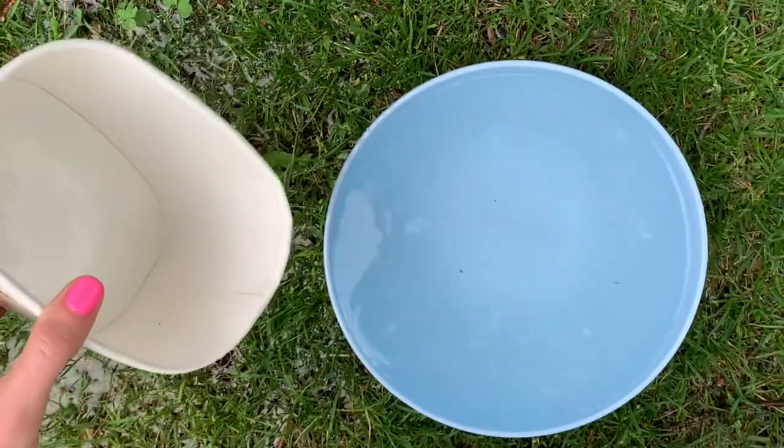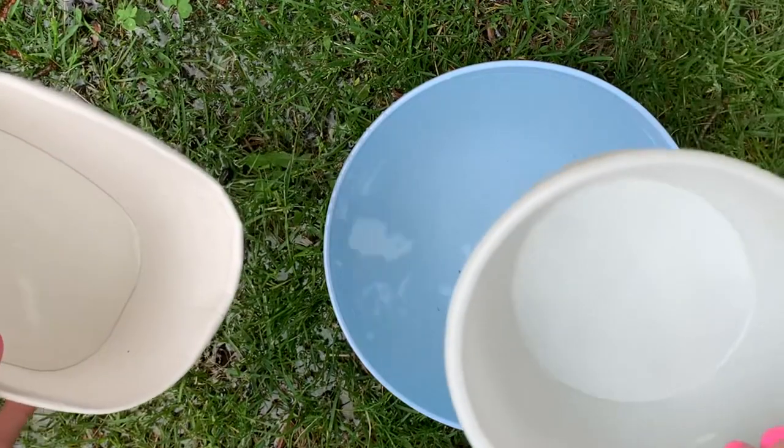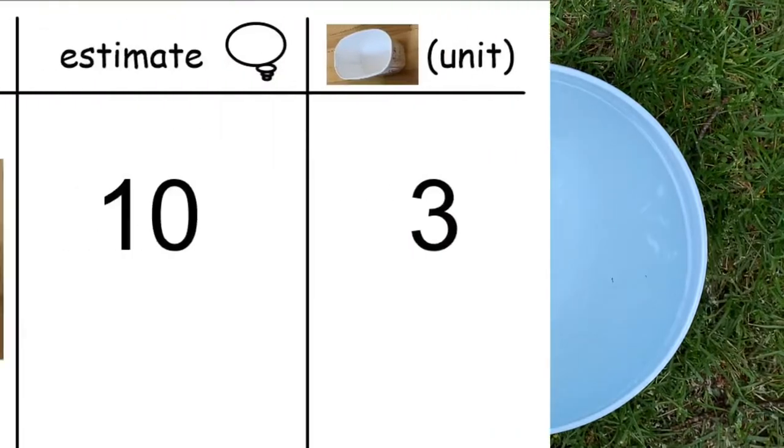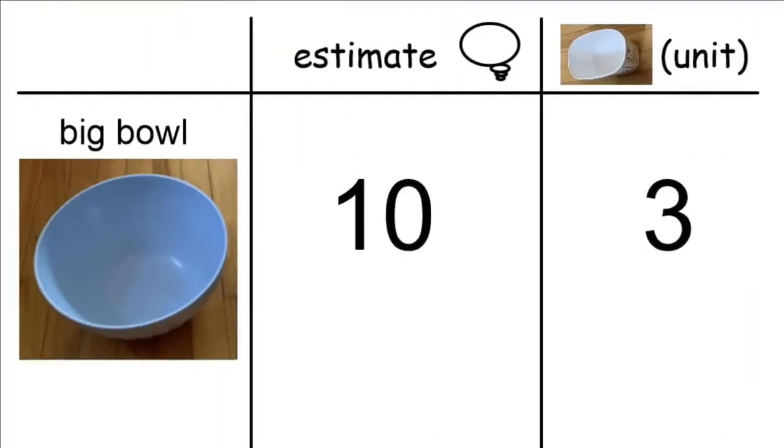I want you to try it home with your containers. And remember, you don't use a small one. It's going to take a long time if you do. Use the medium and use the big one. So my estimate of 10 was way off. It was only 3. But that's okay, because the more we estimate and measure, the better we get. Enjoy your math today.